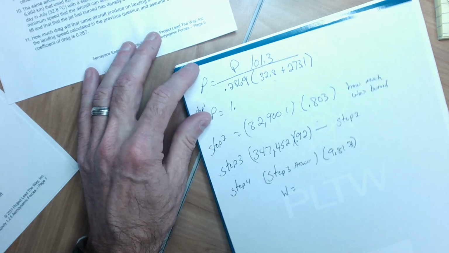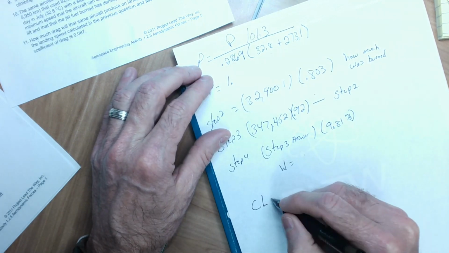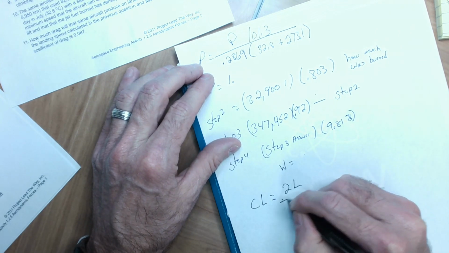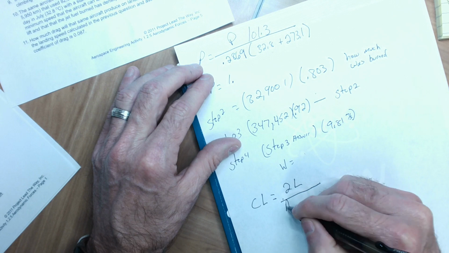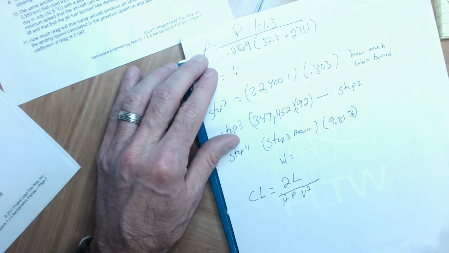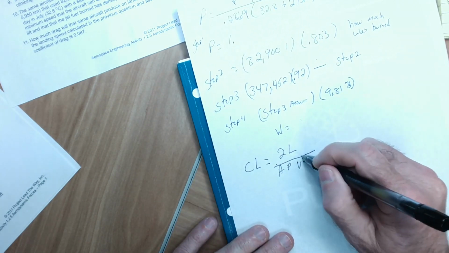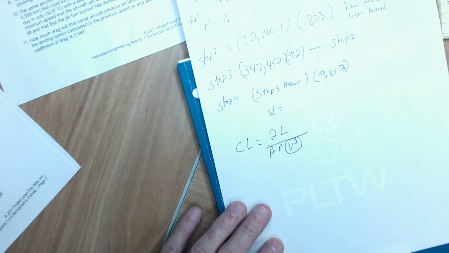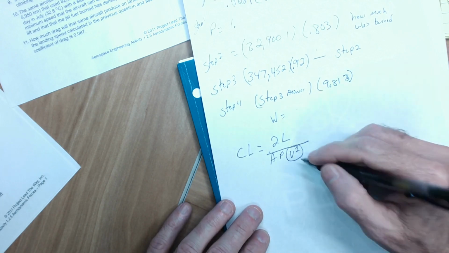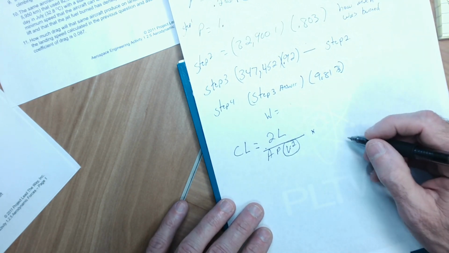Now comes the fun part. Get ready for this. So here's our coefficient of lift formula. 2L all over area, air density, and velocity squared. So here we go. Our question is wanting us to find V. So how do we get V out of here? Well, it's on the bottom, so I have to multiply V.